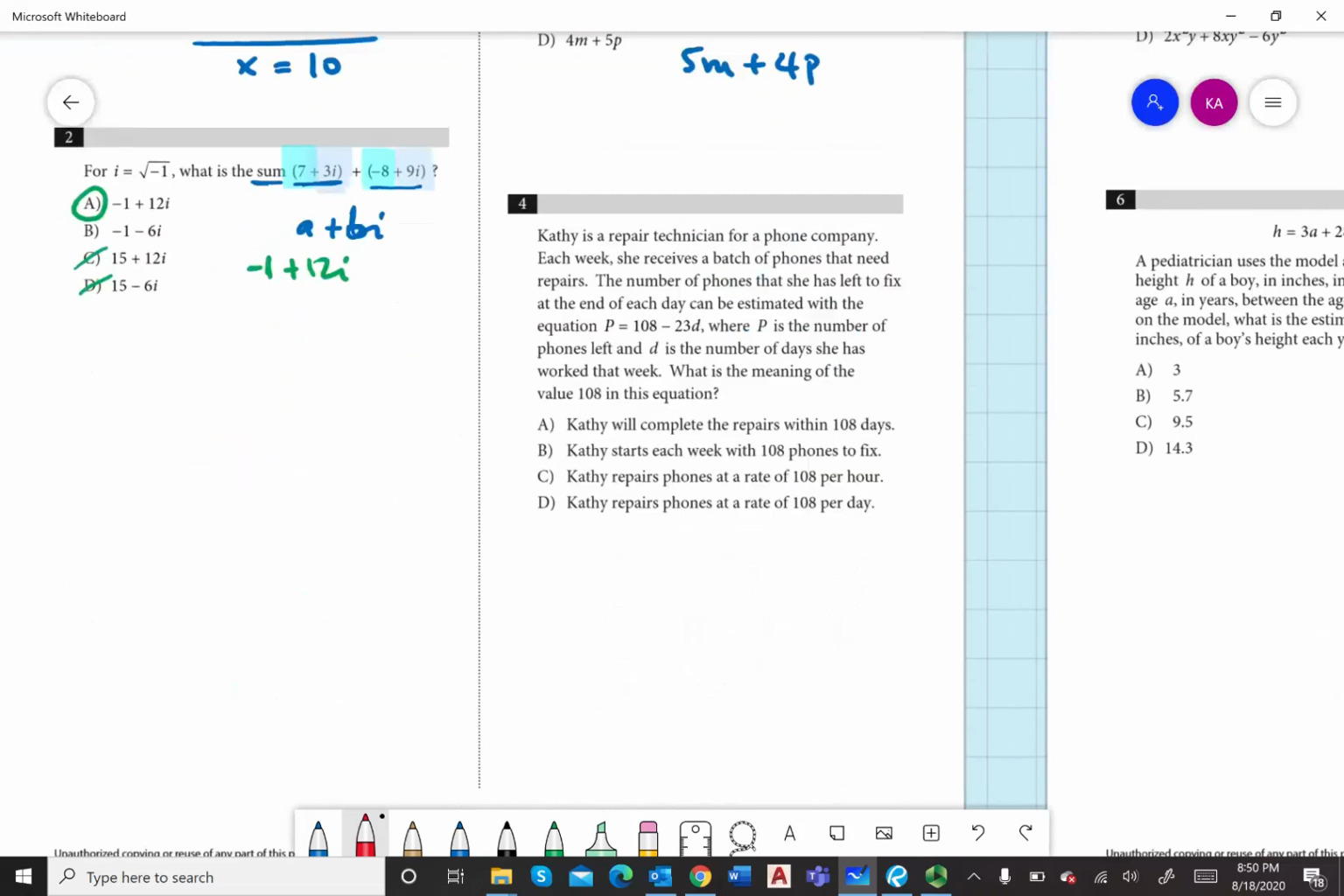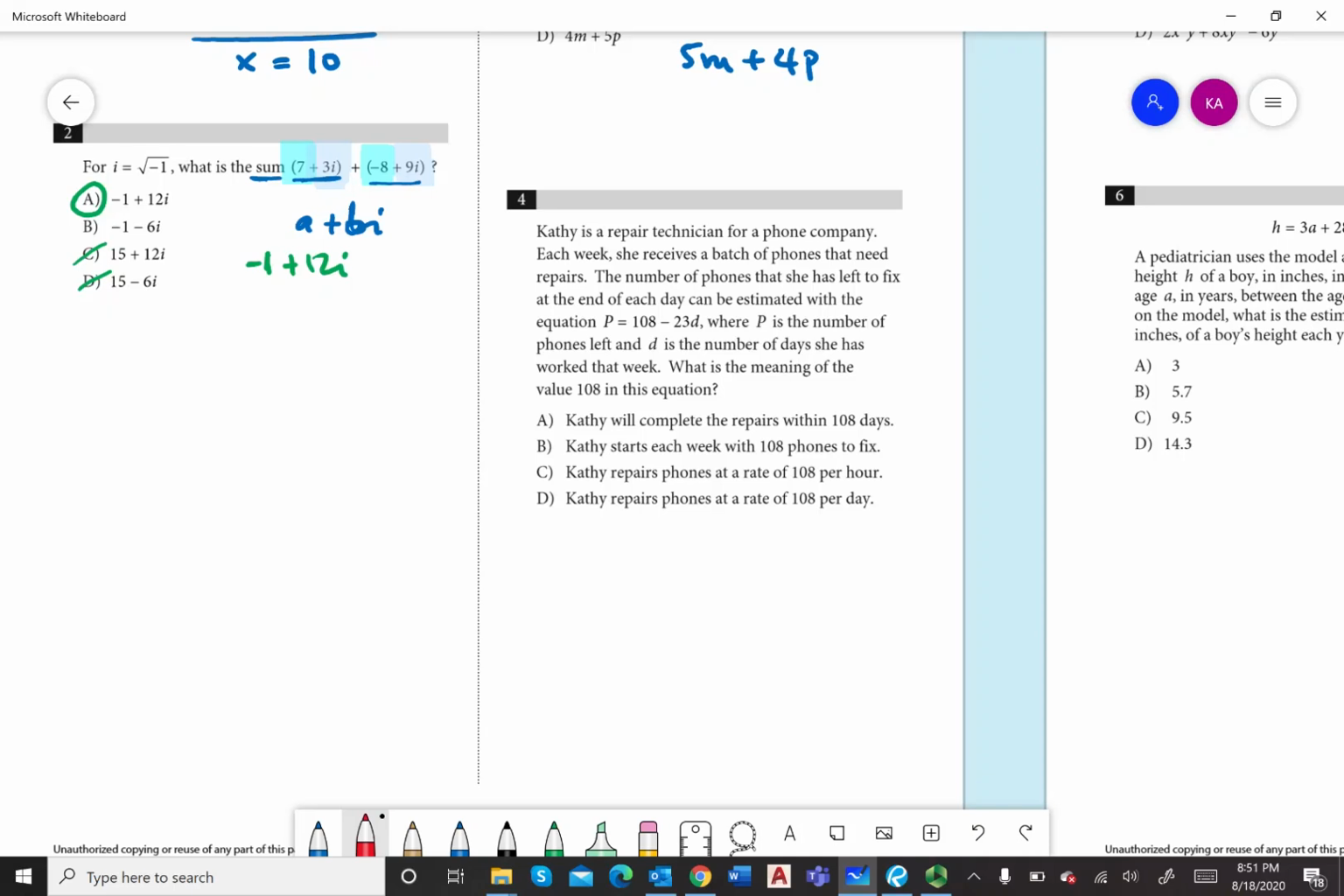Okay, so 4. It says, Kathy is a repair technician for a phone company. Well, I need to find out where Kathy lives because my phone is not the best. Each week, she receives a batch of phones that need repairs. The number of phones that she has left to fix at the end of each day can be estimated with the equation P equals 108 minus 23D, where P is the number of phones left, and D is the number of days she has worked that week.